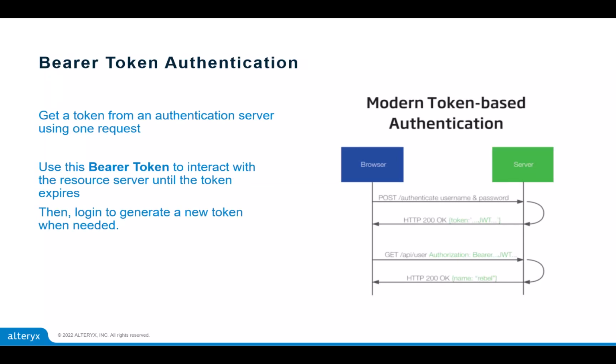Now, the next authentication method I'd like to talk about, and the first one that we'll really see a lot in Alteryx connectors, is called bearer token authentication. The way this works is there's typically some kind of standardized process for acquiring a token known as a bearer token, and then this bearer token can be used very similarly to an API key to interact with a resource server until it expires, at which point you then need to restart the process to get a new token in order to continue interacting with that server.